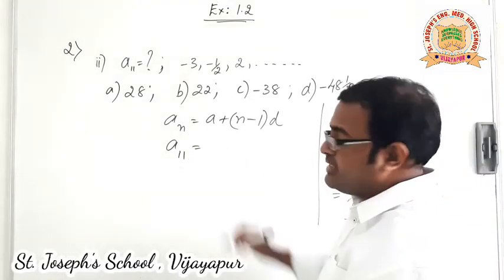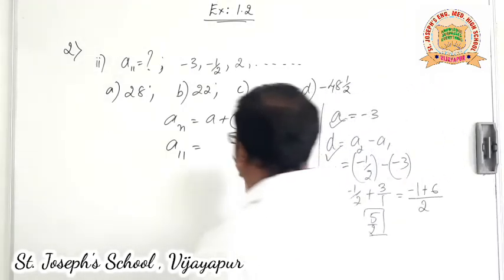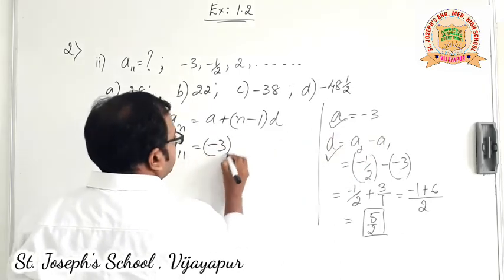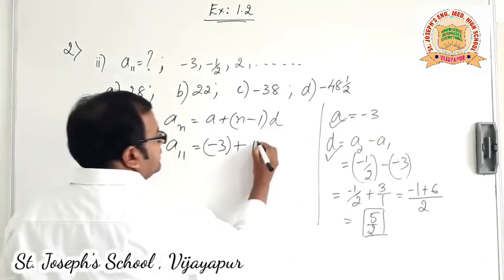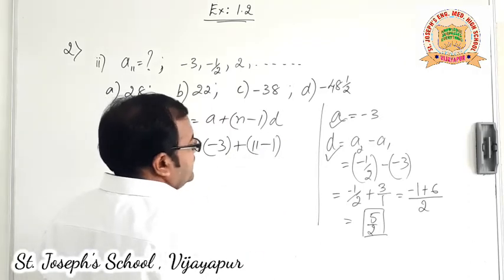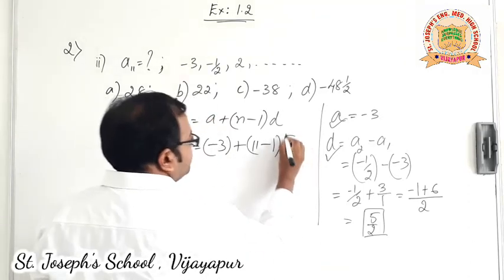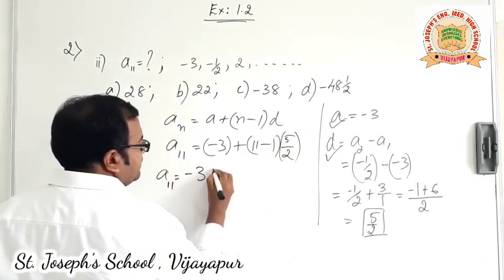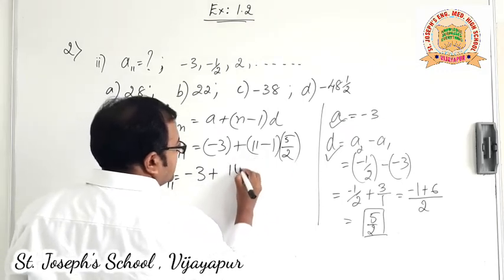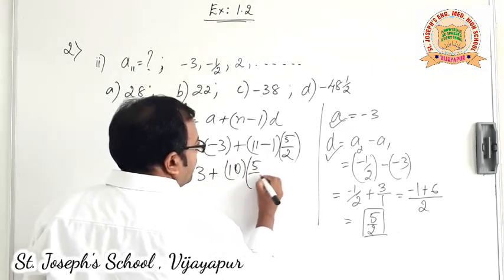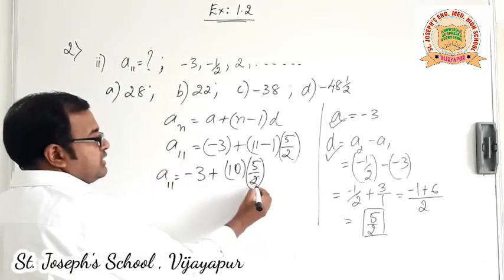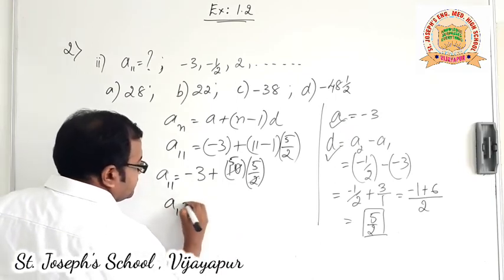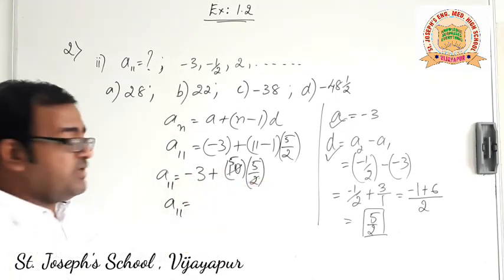n, directly you can see n is 11. So, n is 11, I will directly write here. a is minus 3 and plus n, which is 11 minus 1 into d. d is 5 by 2. Now, next step, a11 is equal to minus 3 plus 11 minus 1 is 10 into 5 upon 2. We can simplify here. 2 ones are 2, 2 fives are 10, so 5 fives are 25. a11 is equal to minus 3 plus 25.